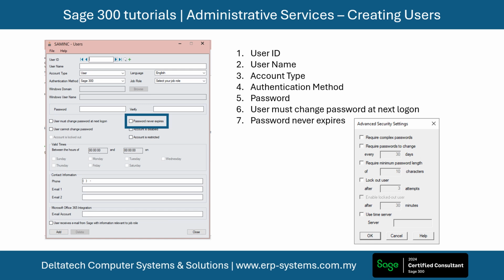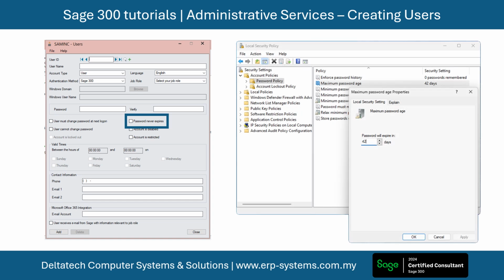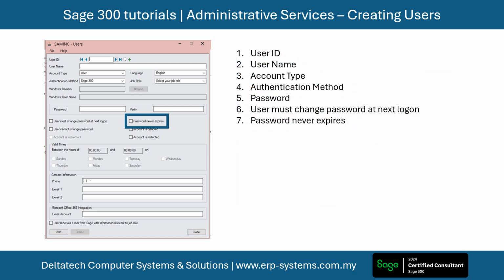From Sage 300 version 2024, however, this setting can be found in Windows Administrative Tools, under Account Policies, Password Policy, and Maximum Password Age. If you do not want your users to change their passwords, select the User Cannot Change Password option.